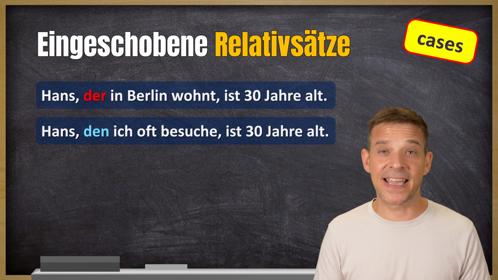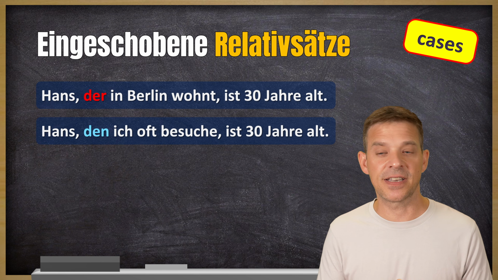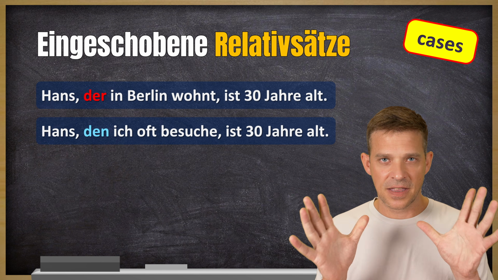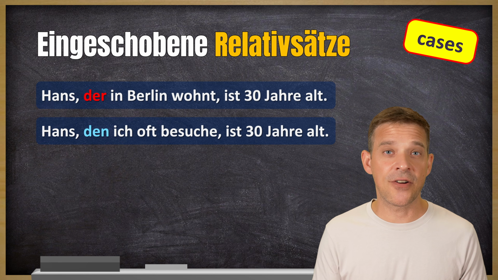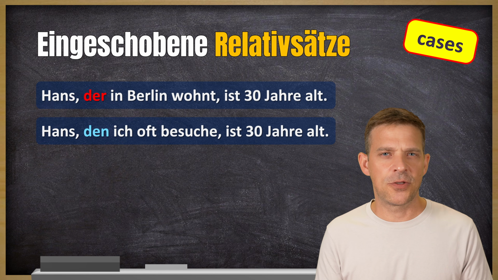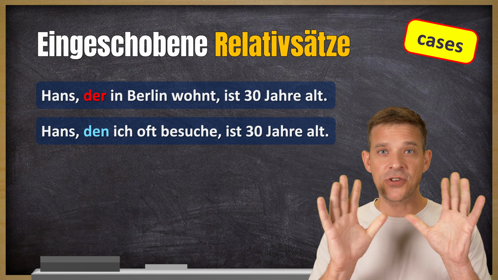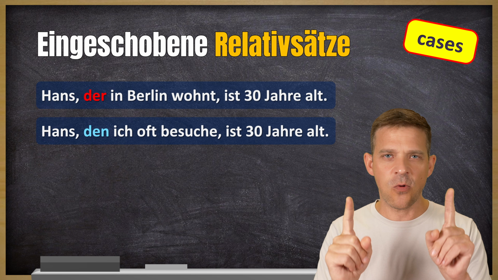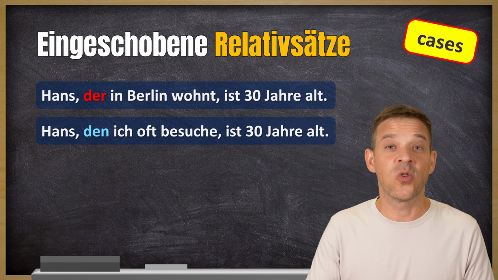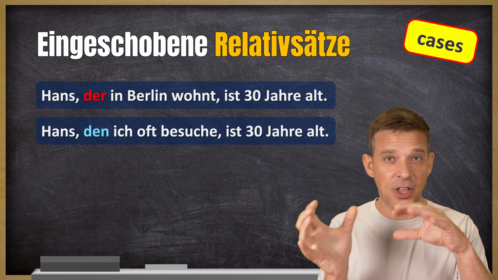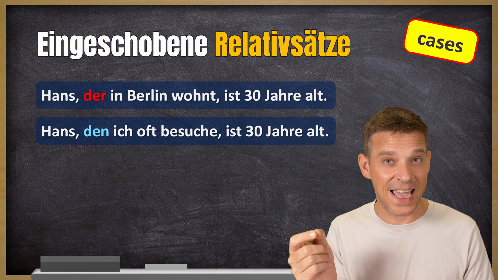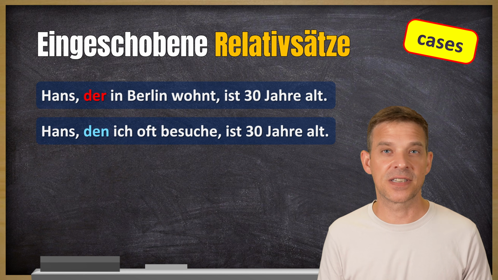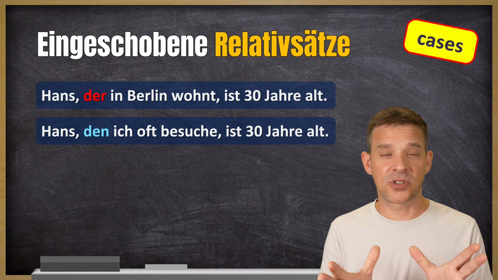Second sentence, Hans, den ich oft besuche, ist 30 Jahre alt. The main clause information is still the same. Hans ist 30 Jahre alt. But now in the relative sentence, we do have this ich. And whenever you see ich, you know ich is always the subject. You also see this, you can kind of double check when you look at the verb, because the verb conjugation is ich besuche, this I, which is for the first person singular. So here the subject is already gone.